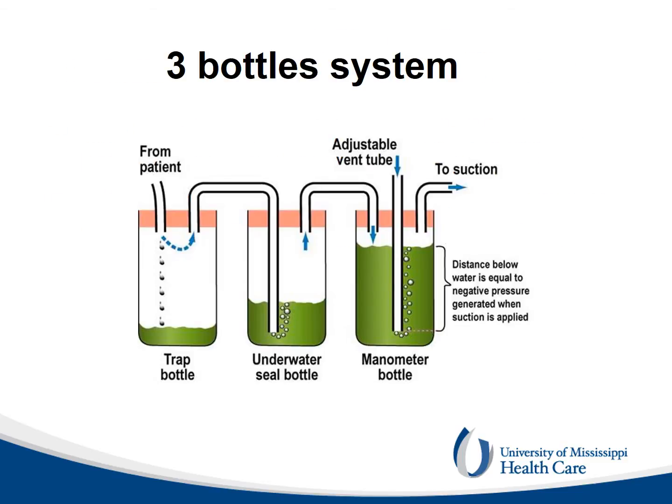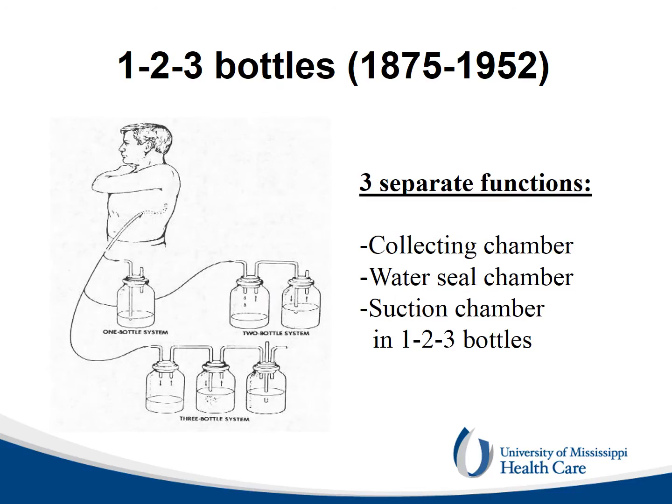Here is clearly visible a 3-bottle system. On the right, the suction or manometer bottle with the immersed tube in communication with the ambient air. This tube can slide up and down to regulate the suction. In the middle, the water seal bottle, and on the left, the collecting bottle.